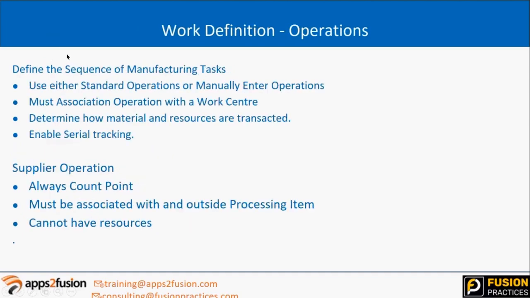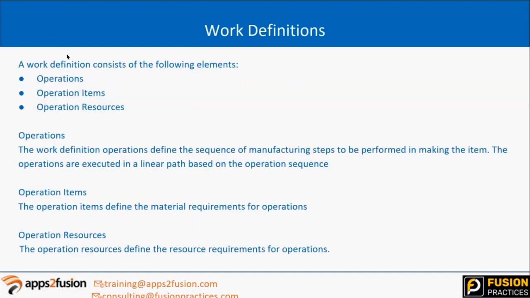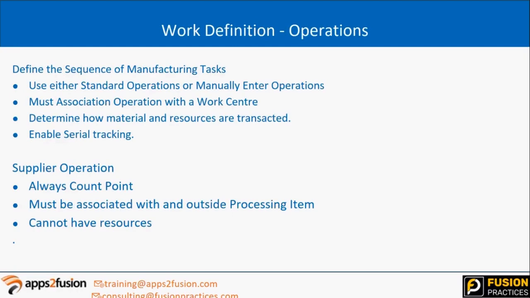Okay. So a work definition contains the following elements. This is again a very standard manufacturing thing. It has operations, items and resources. The work definition operations are the sequence of manufacturing steps that you need to perform. The items are the resources and the components that you're going to be consuming, and resources are the equipment or labor you require to perform the job.